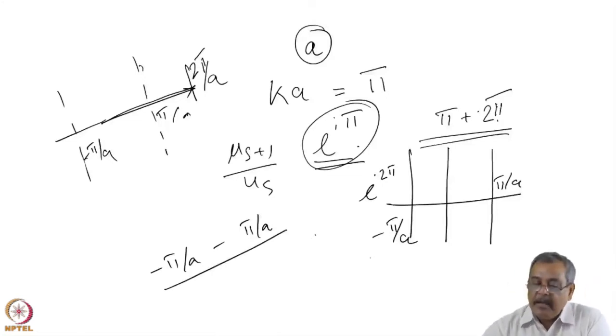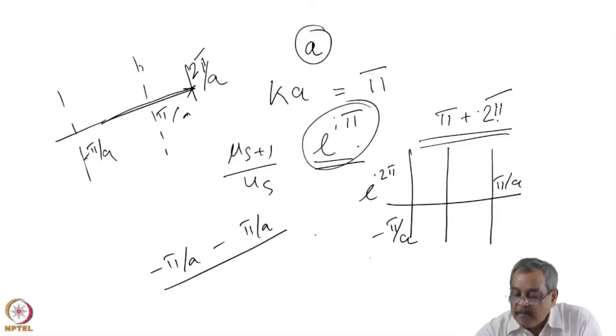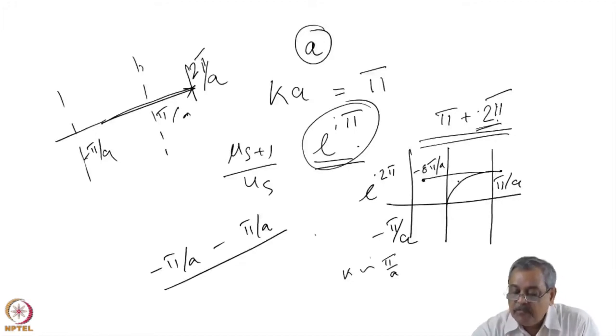And when k is equal to pi by a, then from 0 I have reached the Brillouin zone boundary. Now when I go to k greater than pi by a, a point here, as I said, 1.2 pi, I can reflect it by 2 pi by a to minus 0.8 pi by a. So I can bring it back by reflection to the first Brillouin zone.